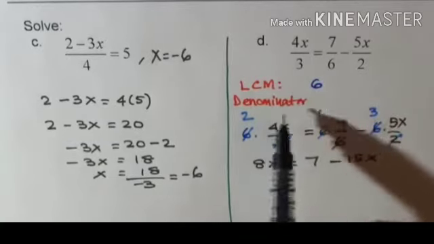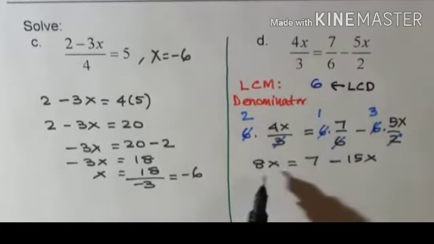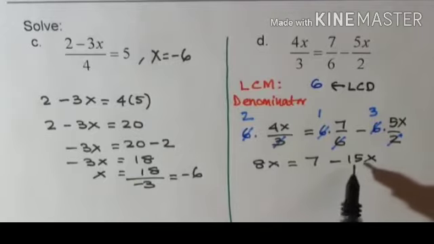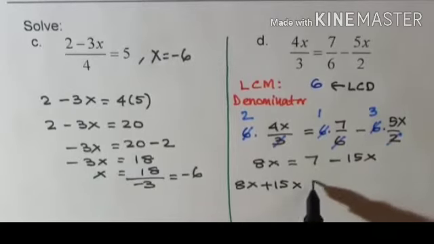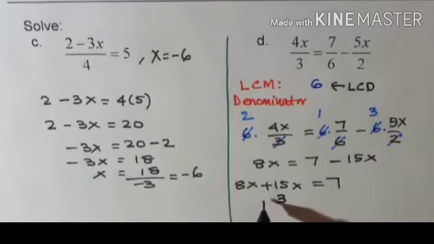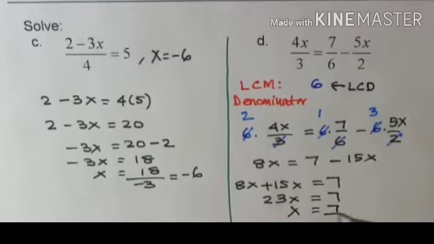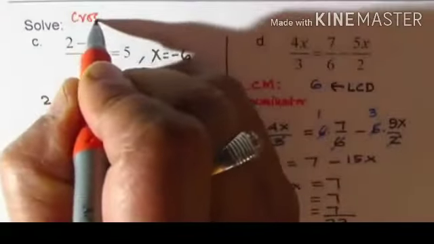LCD, we also call lowest common denominator. And you get a linear equation. Now it is simpler to solve. Bring it to one side. So 8x plus 15x equals 7. And when you add this, 8 plus 15 is 23. So you get 23x equals 7. So x equals 7 over 23. So that becomes the solution for the given equation. I hope these steps are absolutely clear. So on this page, we have seen both the techniques. Here we did cross multiplication.